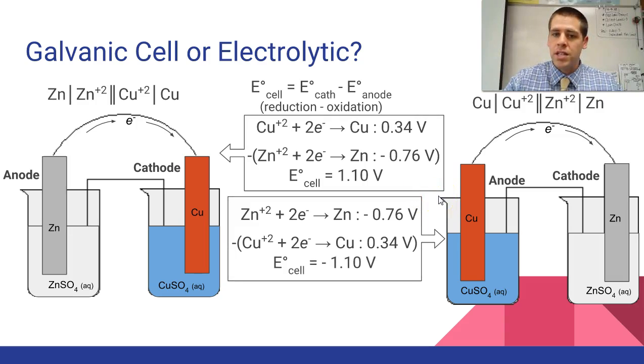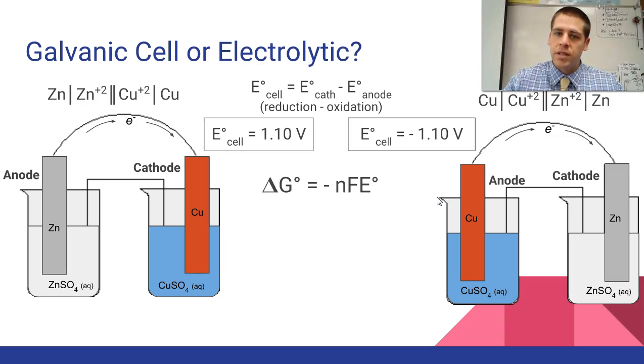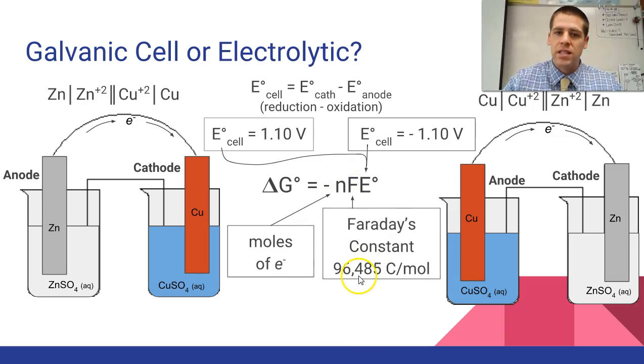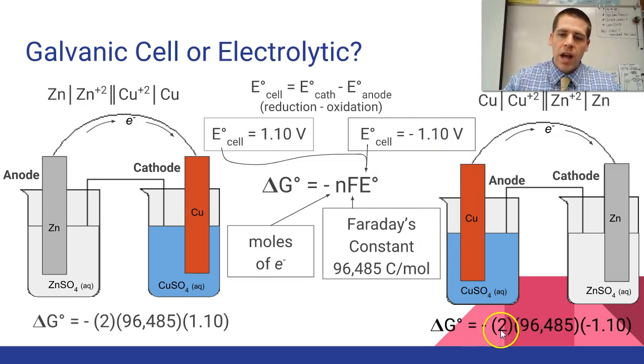So which one is the spontaneous one? This formula helps us to determine that. Delta G is equal to negative the number of moles of electrons transferred times Faraday's constant, which is 96,485 coulombs per mole, times the total E of the cell. So we'll do one calculation with the positive and one calculation with the negative. We don't actually have to do the calculation. Let me just write it out. And you can see from looking at it that this one is going to give us a negative delta G, and this one is going to give us a positive delta G.